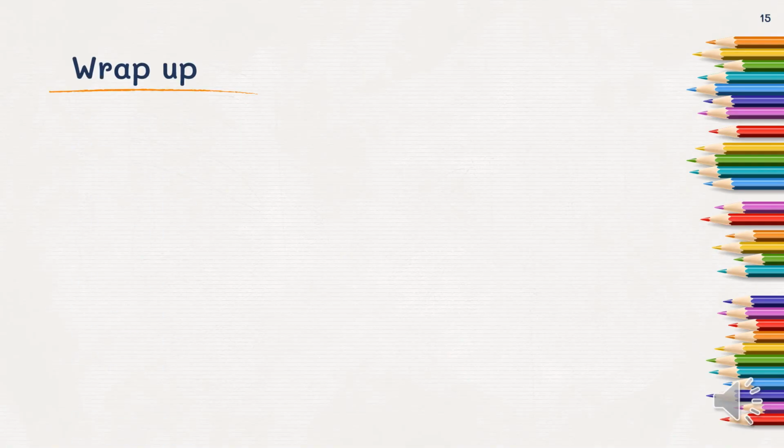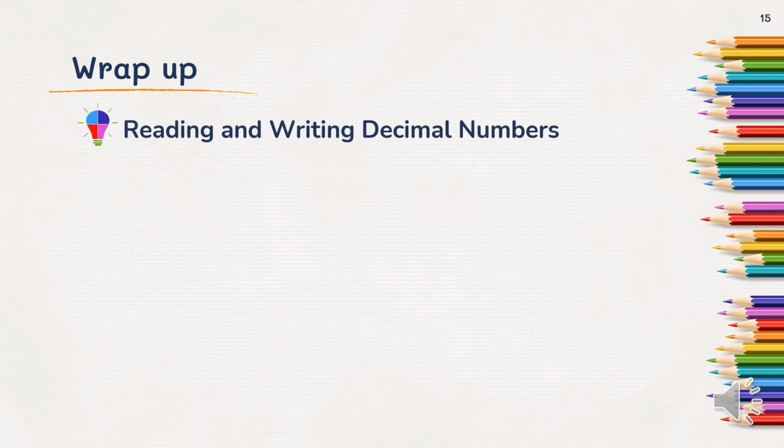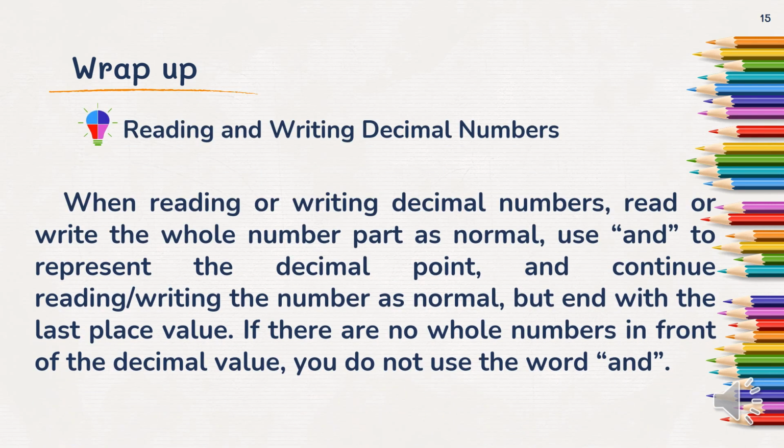Now let's have the wrap up. Reading and writing decimal numbers. When reading or writing decimal numbers, read or write the whole number part as normal. Use "and" to represent the decimal point, and continue reading or writing the number as normal, but end with the last place value. If there are no whole numbers in front of the decimal value, you do not use the word "and".